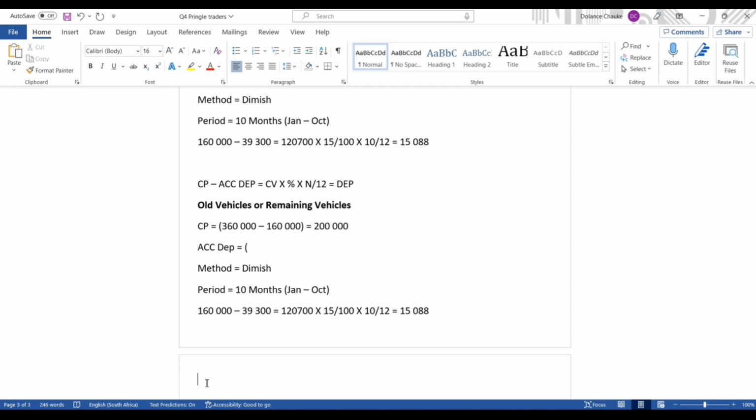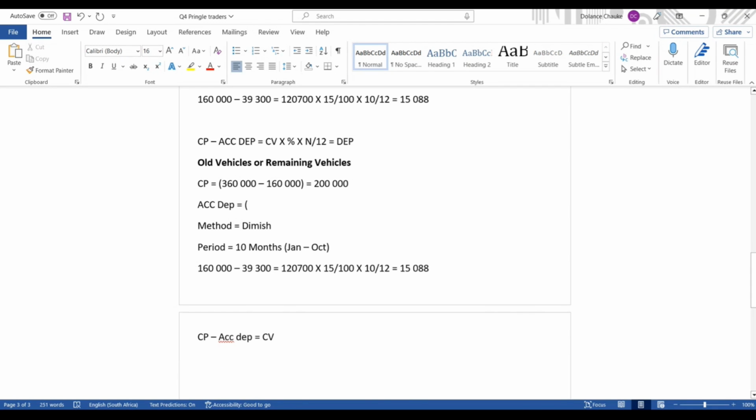So now we don't have the accumulated depreciation, but we have the carrying value and the cost price. And remember, the formula to calculate carrying value: we're going to say cost price minus accumulated depreciation. Then we will get the carrying value, right? That's how we calculate the carrying value. Guys, I want you to agree or disagree.